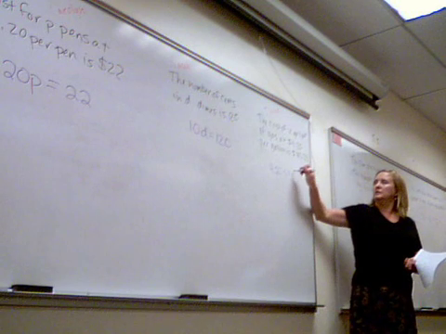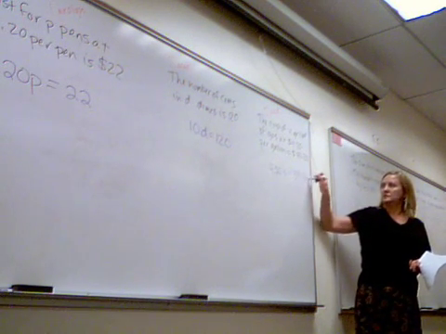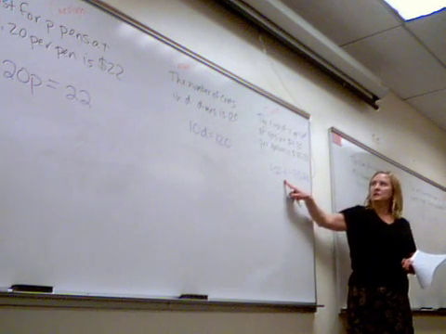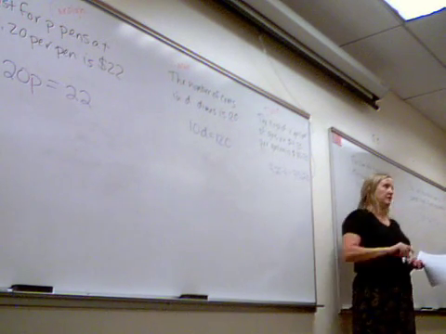Good. And you can leave out the dollar signs until you solve your problem. So $4.20 per gallon of gas times however many gallons is 35.20.